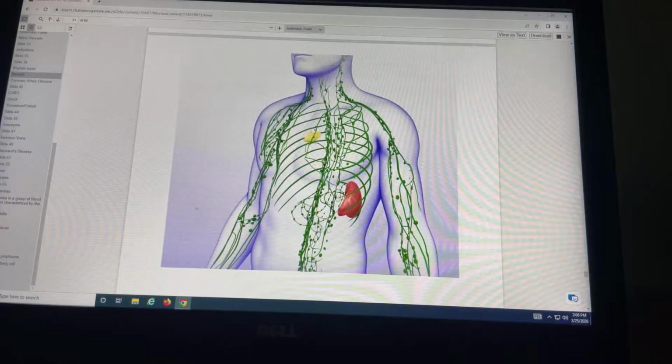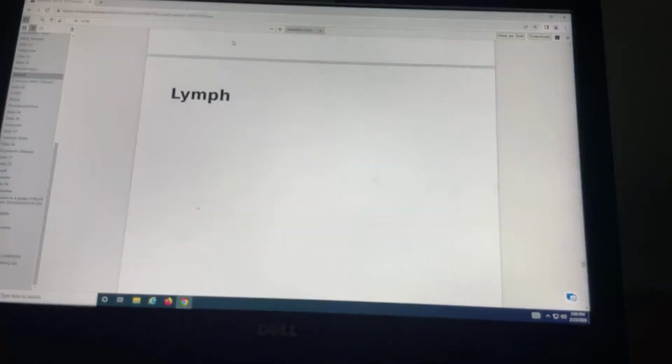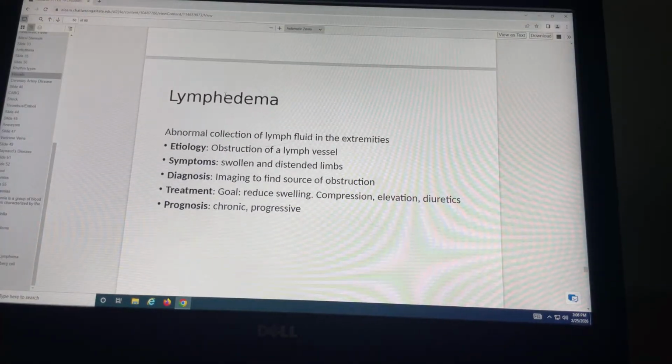So the lymphatic system kind of looks like the cardiovascular system, right? It looks like veins, right? It's these vessels that go all through your body, but instead of carrying blood, they carry lymphatic fluid. Okay, so it's the same idea, but different. So lymphedema, we know edema means swelling, right? But the swelling is related to the lymph fluid instead of being related to blood.